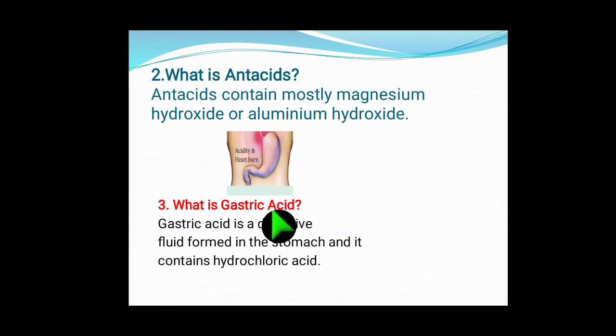The gastric acid is present in our body. The normal level of gastric acid is 0.082 molar. Suppose the level increases above the normal level, it brings heartburn, acidity, and stomach upset. These are the problems that will rise.